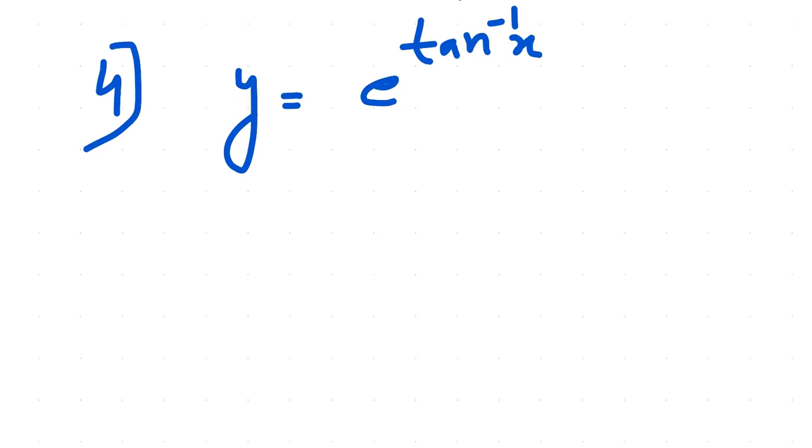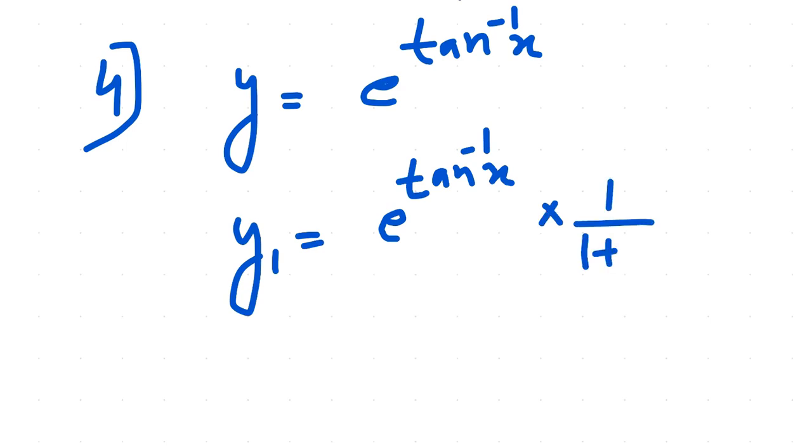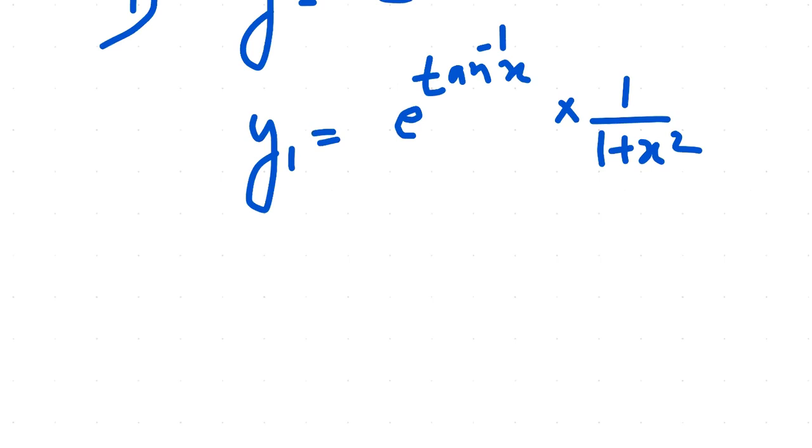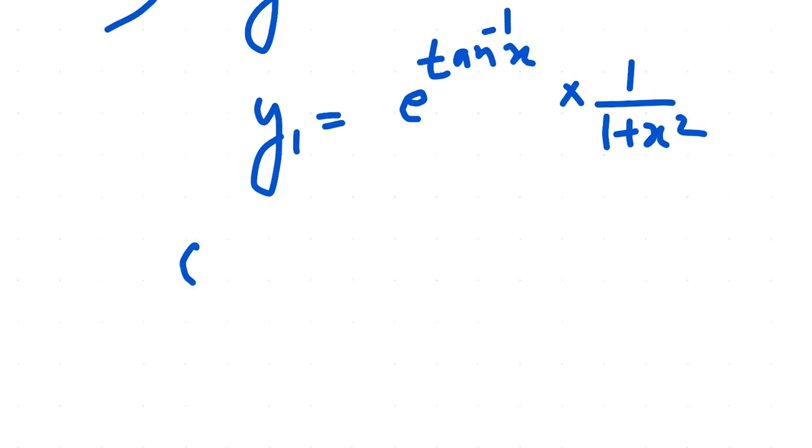So the first order we can write as y1. y1 is equal to e to the power tan inverse x into, by using the chain rule, 1 upon 1 plus x square. By using cross multiplication, we can write it as 1 plus x square into y1, and this is y. So in place of this, we can write y.